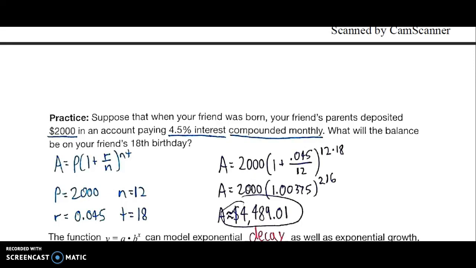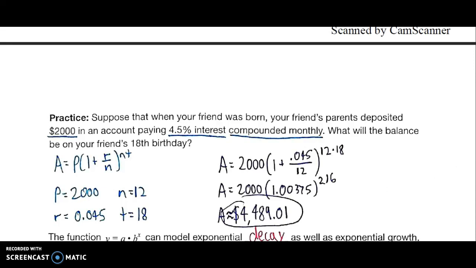Again, all we're doing from here is entering that into the calculator. 2,000 times this decimal raised to the 216th power gives us $4,489.01 to the nearest cent. So our value does double basically over the course of 18 years, and we did that with our compound interest.